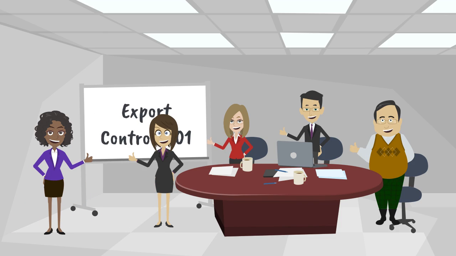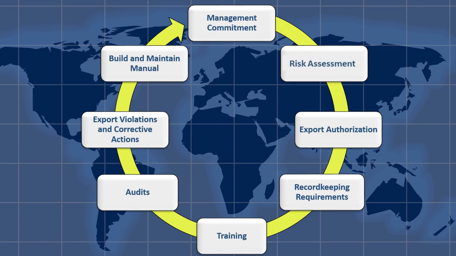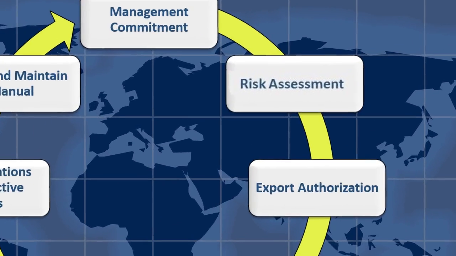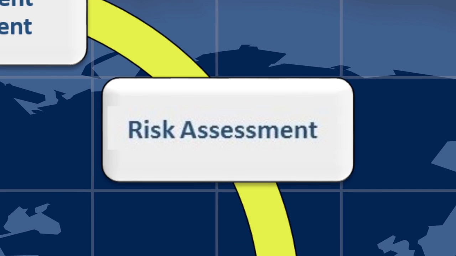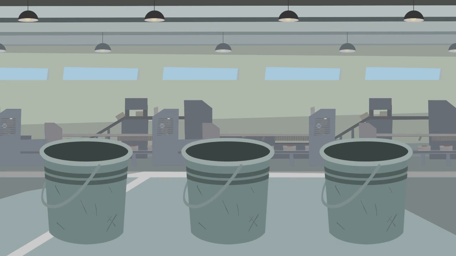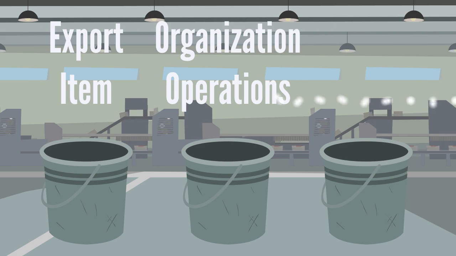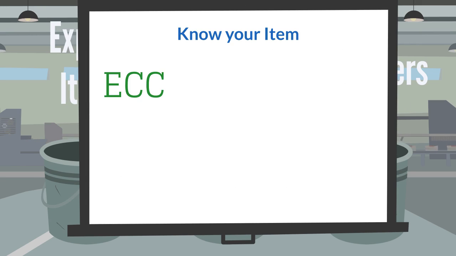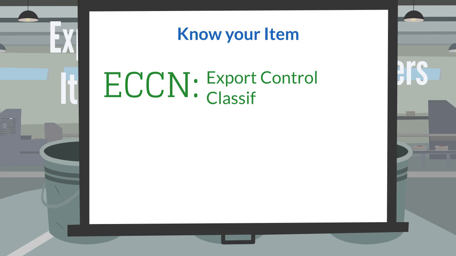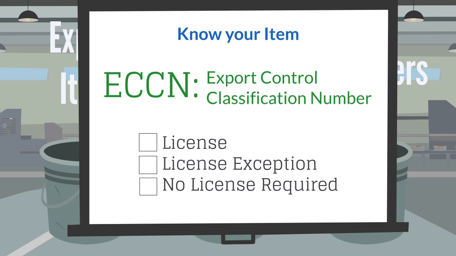The second element is risk assessment. The goal of this element is to identify preventable risk and build safeguards to minimize vulnerabilities. Risk in exporting primarily comes from 3 areas: the exported item, your company's operations, and your potential customers. You need to know your item, and you need to know your ECCN, which stands for Export Control Classification Number. Your ECCN is important because it is used to determine BIS export licensing requirements.